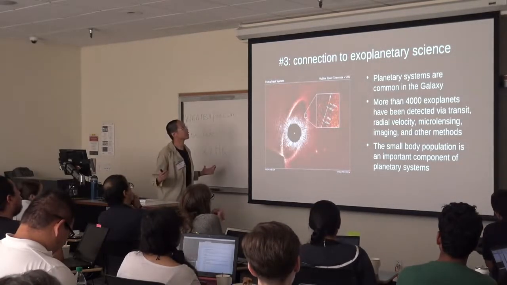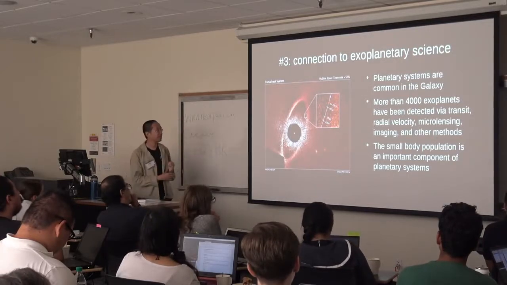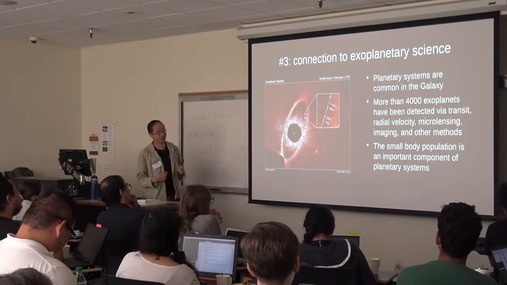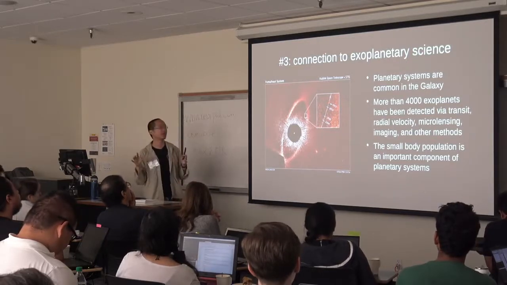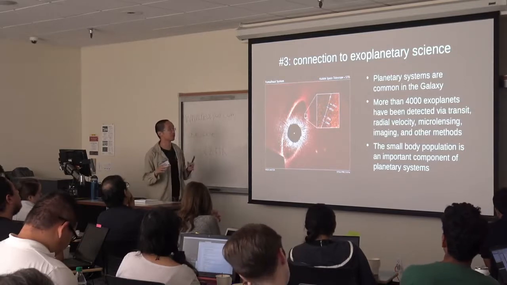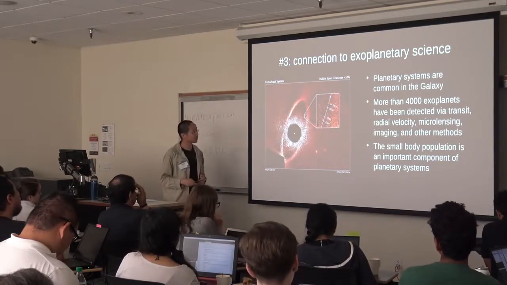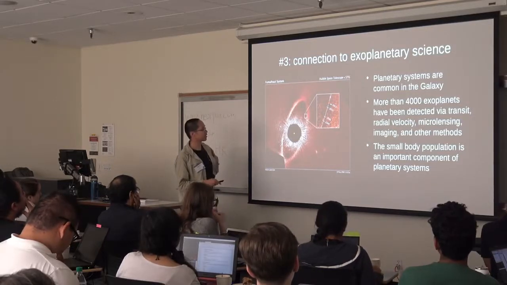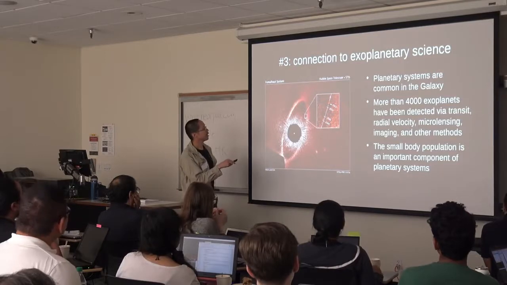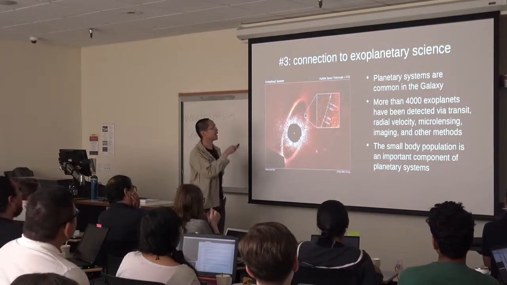Okay, so third, connection to exoplanetary science. Exoplanetary science is a pretty hot topic right now, but we are starting from afar. And by looking at solar system materials, we put exoplanetary observations into context. So this is one of the very nice images of the Fomalhaut system taken by the Hubble Space Telescope. In images taken at different times, you see a tiny dot moving over there. And this is a planet in that system.